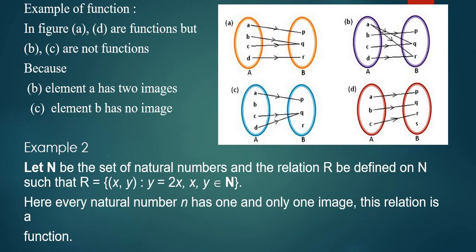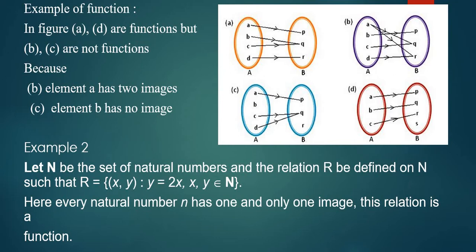In figure B, an element of A has two different images, q and r, so it is not a function. In figure C, an element of set A has no image, so C is a relation defined from A to B but it is not a function. In figure D, every element of set A has one image, so it is a function. So A and D are functions, but B and C are not functions.